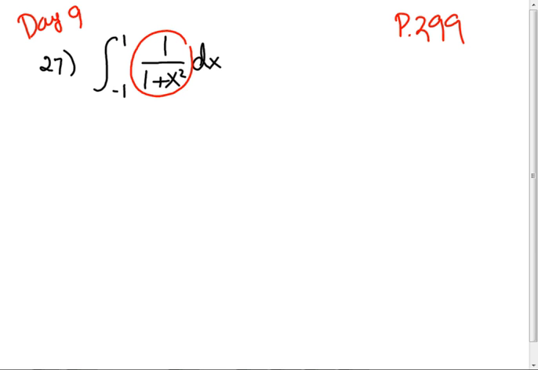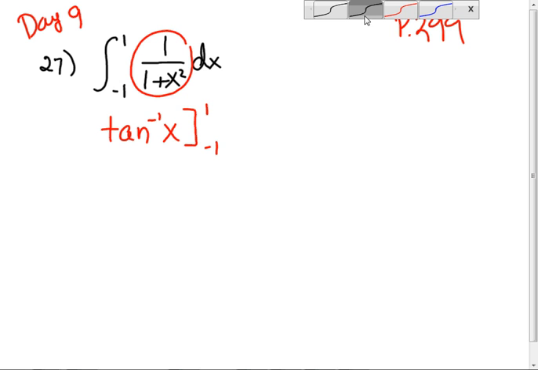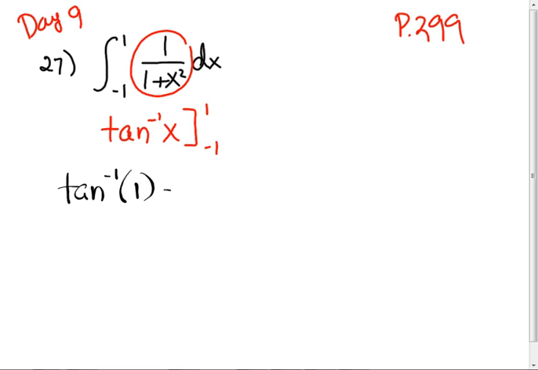What's the antiderivative of 1 over 1 plus x squared? Inverse tangent. And you're going to evaluate this at -1 and 1. Now, I have a hard time with these inverse trig functions, so I like to rewrite them. Minus inverse tangent of -1.